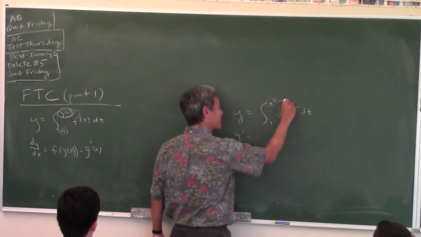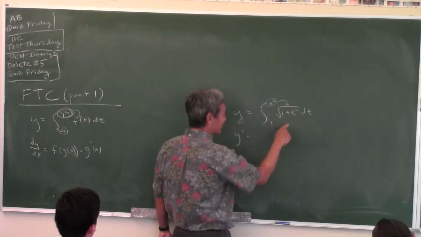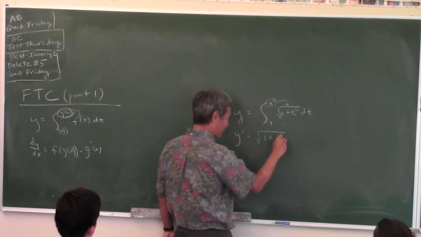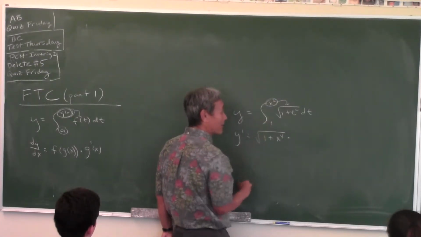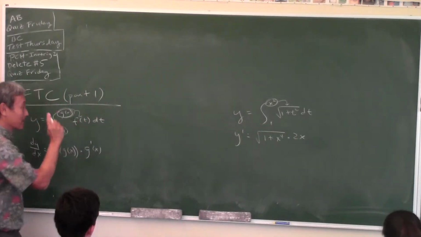So what does it say to do? You take this and plug it in there for t. So what do you get? What happens when you plug in x squared for t right there? You get the square root of 1 plus x to the 4th, and then the most important part: you have to times it by the derivative of that, 2x. Boom, that's the derivative. Now you can make a number line.